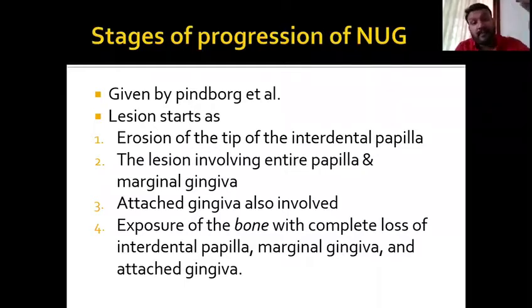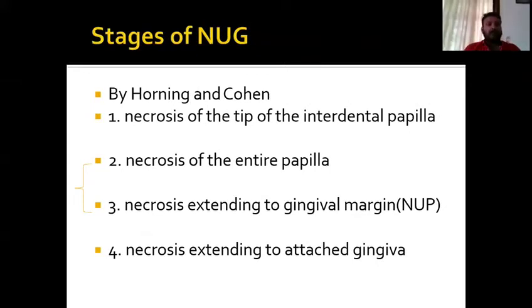the progression of acute necrotizing gingivitis happens. Slowly, first from the tip of the interdental papilla, then the entire papilla, then the marginal gingiva, and then the bone and entire attached gingiva. So, coming to the stages of ANUG: stage 1 is necrosis of the interdental papilla, stage 2 is necrosis of the entire papilla. Stage 3 is necrosis extending into the gingival margin. And stage 4 is necrosis extending into the attached gingiva. So these stages of ANUG should be there in your answers.